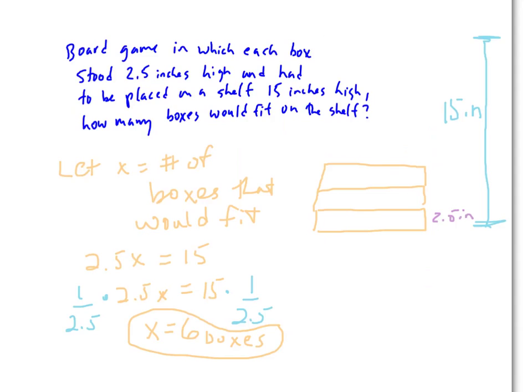Well, I'm going to let x equal how many boxes would fit on the shelf, because each one of these is 2.5 inches high. The total shelf is 15 inches, so we want to say 2.5 inches times how many boxes we have would equal 15 inches. So what I did there was multiply by 1 over 2.5 on each side, so I get x by itself, and I got 6 boxes.